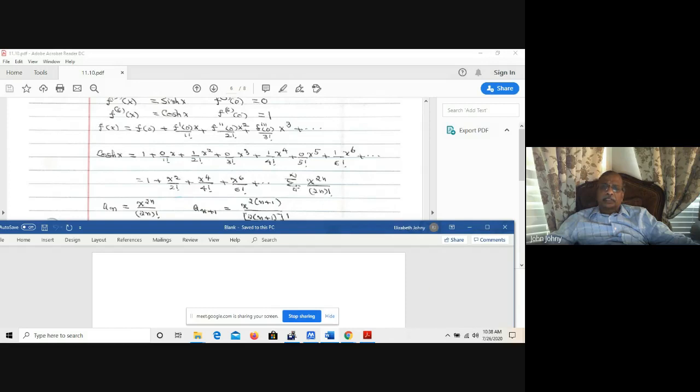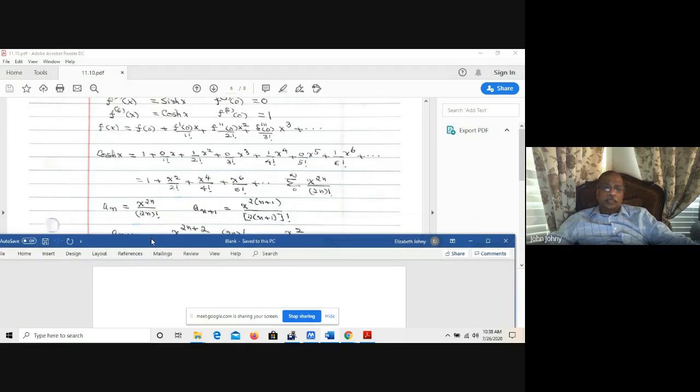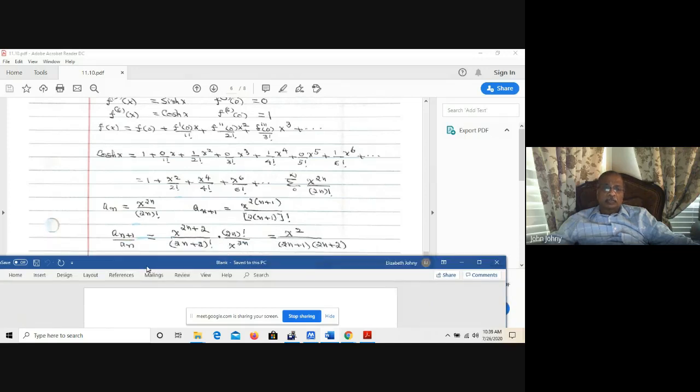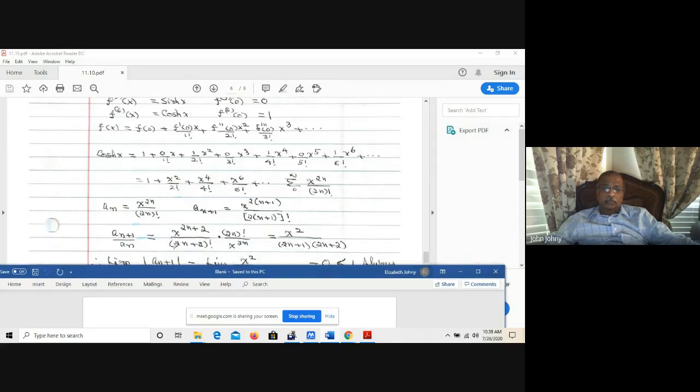In sigma notation, sigma 0 to infinity, x to the 2n. Exponents are 2, 4, 6, etc. That is 2 times n, where n varies from 0 to infinity, divided by 2n factorial. And so a_n is x to the 2n over 2n factorial. a_(n+1) is x to the 2 times (n+1) over (2 times (n+1)) factorial, which is x to the 2n plus 2 divided by (2n plus 2) factorial.